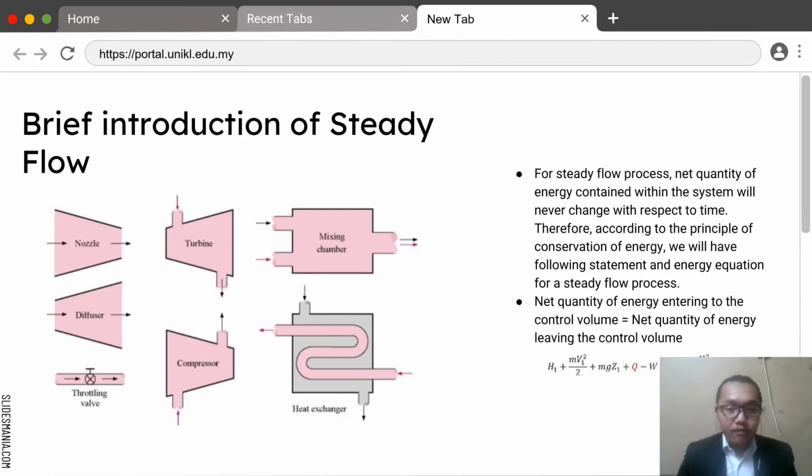Net quantity of energy entering the control volume equals net quantity of energy leaving the control volume. I will repeat again. Net quantity of energy entering the control volume equals net quantity of energy leaving the control volume.